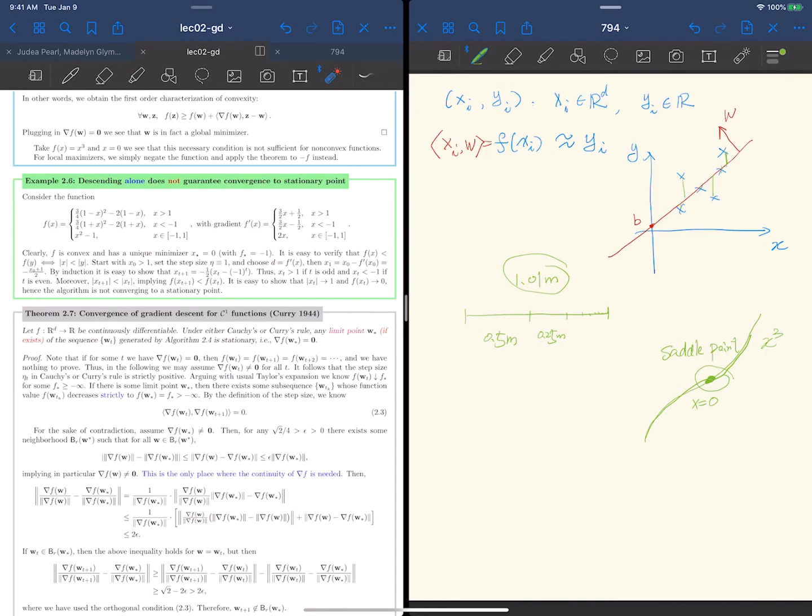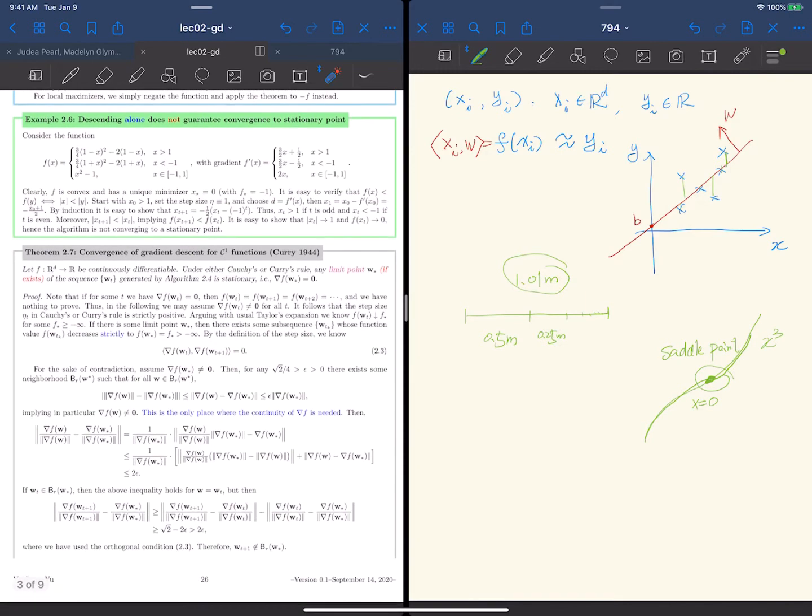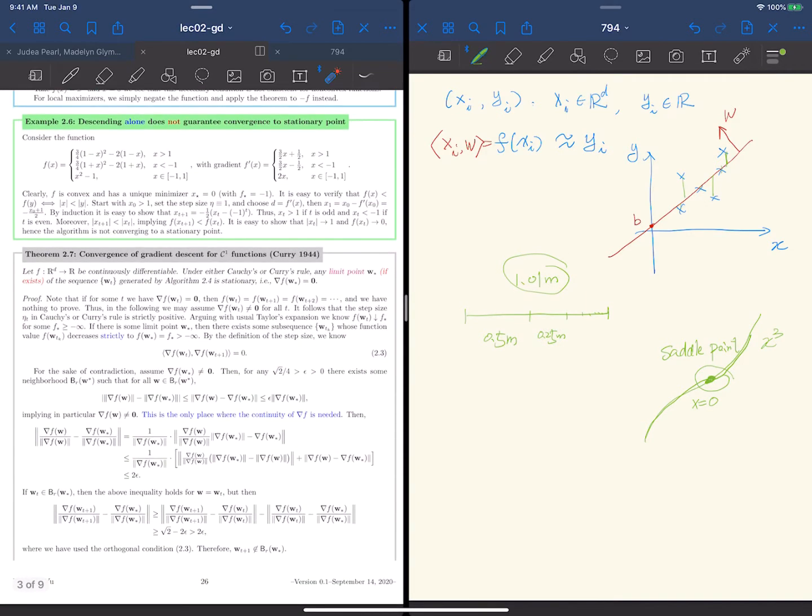Okay, the similar thing here. Strictly improving things does not guarantee convergence to a stationary point yet. You need other conditions. All right, so next we have a theorem. This is actually probably the first convergence proof theorem for gradient descent. This is done by Curry in 1944.